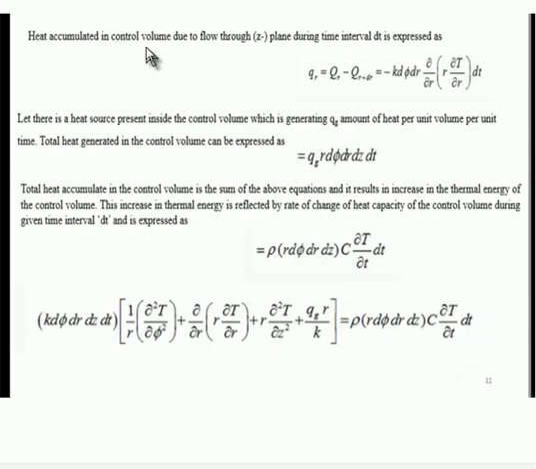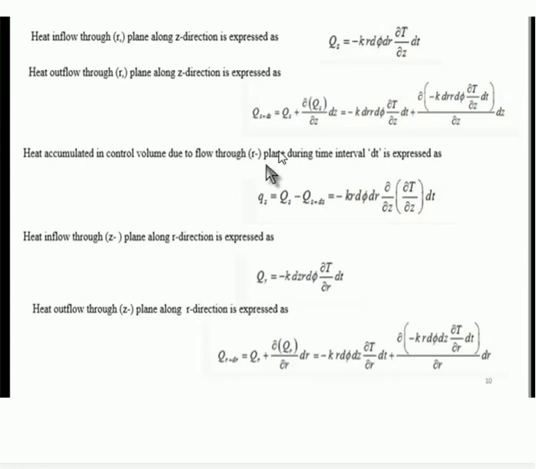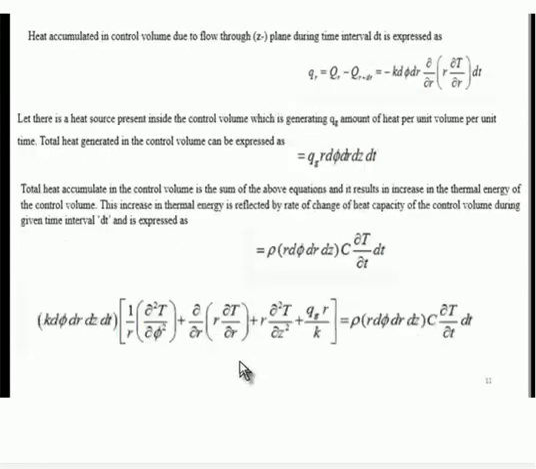Here, heat accumulated in the control volume due to the flow through the z plane during the time interval dt is expressed as small qr. Heat accumulated means Qr minus Qr plus dr is equal to, if we substitute these two values and simplify, minus k d phi dr dou by dou r of r dou t by dou r into dt. So this is the heat accumulated in the z plane in the r direction.